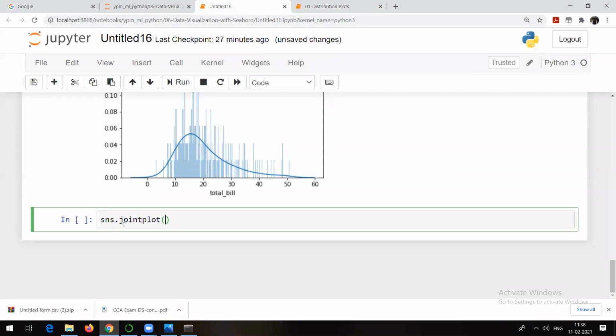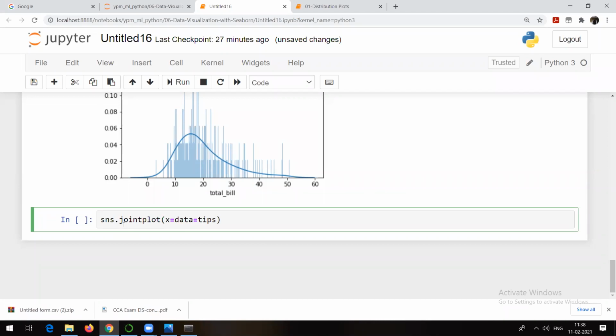Now it's for bivariate graphics, that means more than one dimension, you can make it of x and y. So I want to give x as total bill and y as tip. I want to know the relation between them. Both are present in the dataset named tips. That's why I have written it like this.